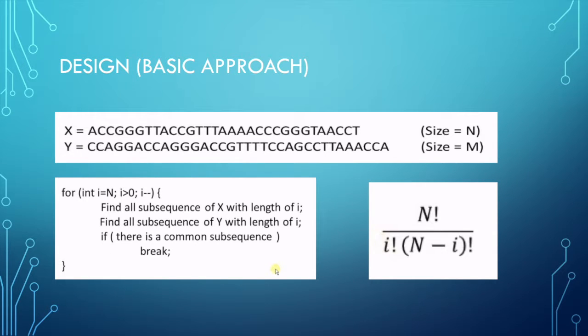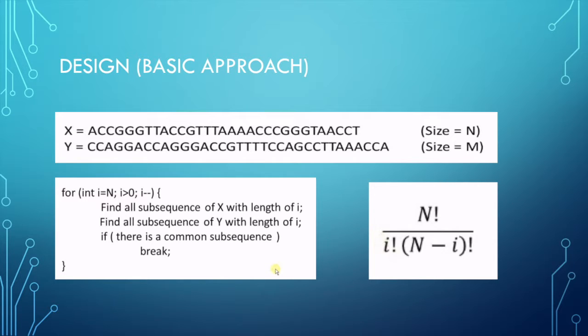Now, let's consider 2 long strings x and y, x with size n and y with size m. The following algorithm explains how we can find the longest common subsequence. Since our x is shorter than y, our algorithm is like this. For integer I from n to 1, find all subsequences of x with length I. We'll do the same for y: find all subsequences of y with length I. If there is a common subsequence between x and y, then we have found our answer.